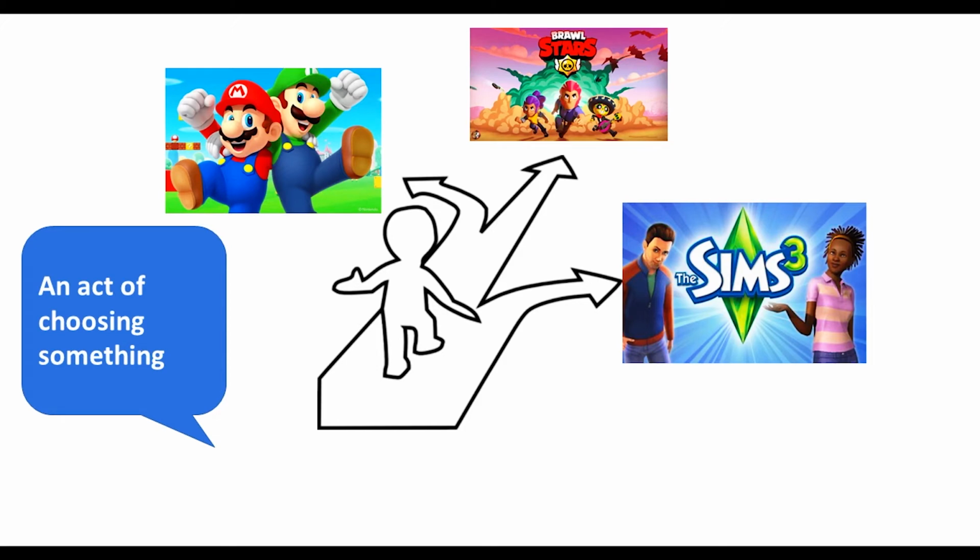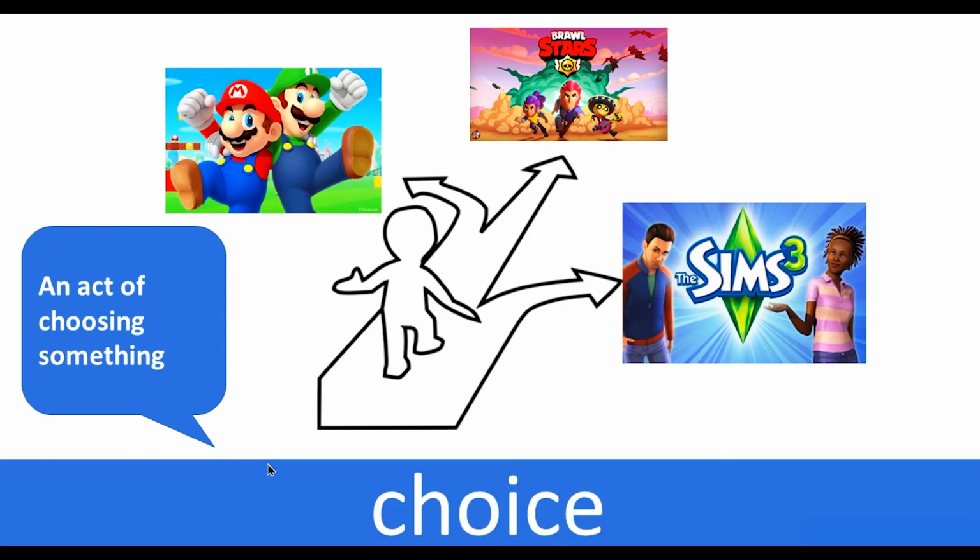So, here is a person and he has 3 video games. So that it's an act of choosing something. So, it's the word choice. Please repeat after me. Choice, choice.